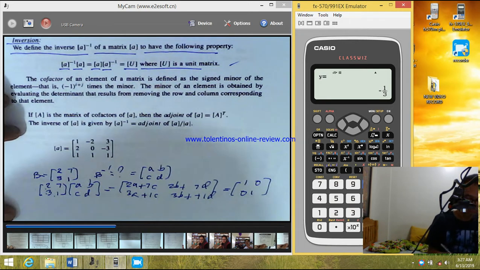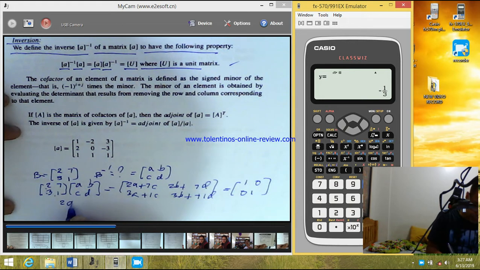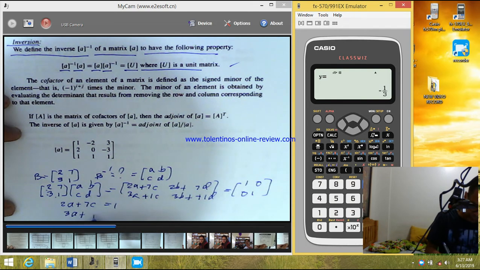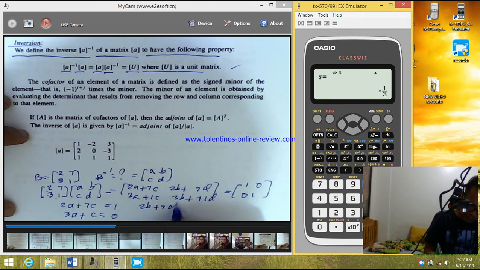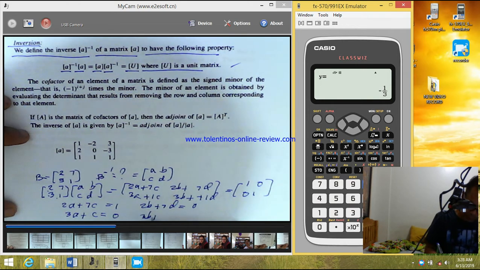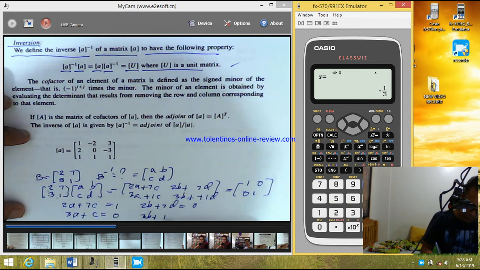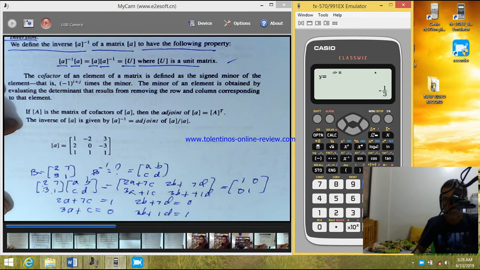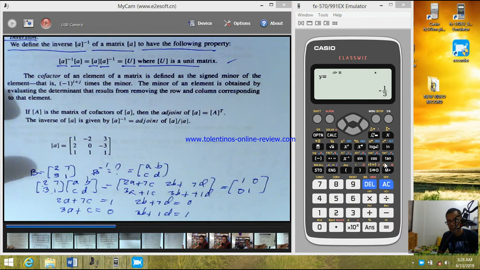So, ito yung concept. Therefore, we say that 2A plus 7C is equal to 1, and 3A plus C is equal to 0, 2B plus 7D is equal to 0, and 3B plus 1D is equal to 1. So, gamit ka na lang ng calculator.